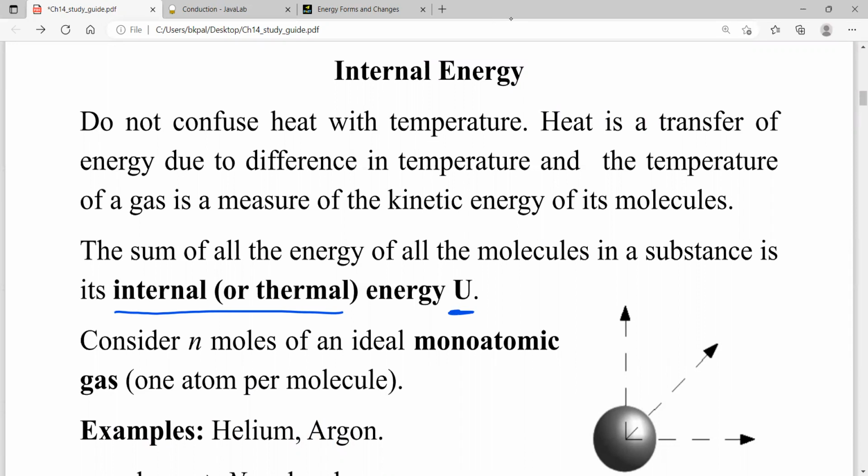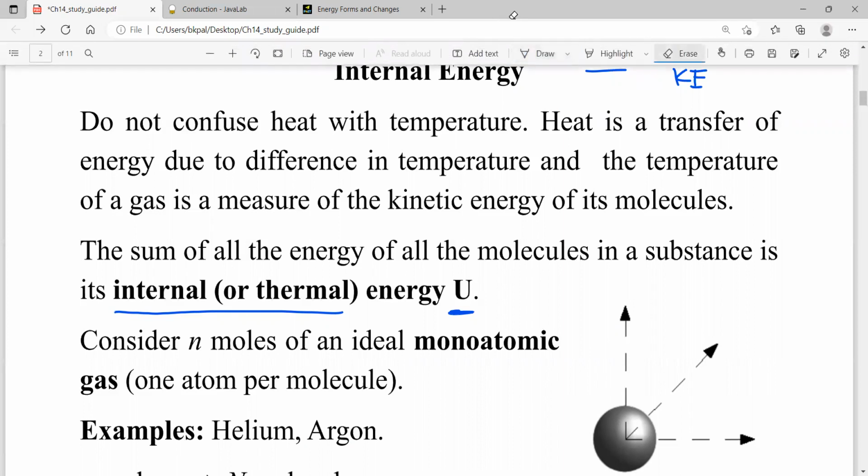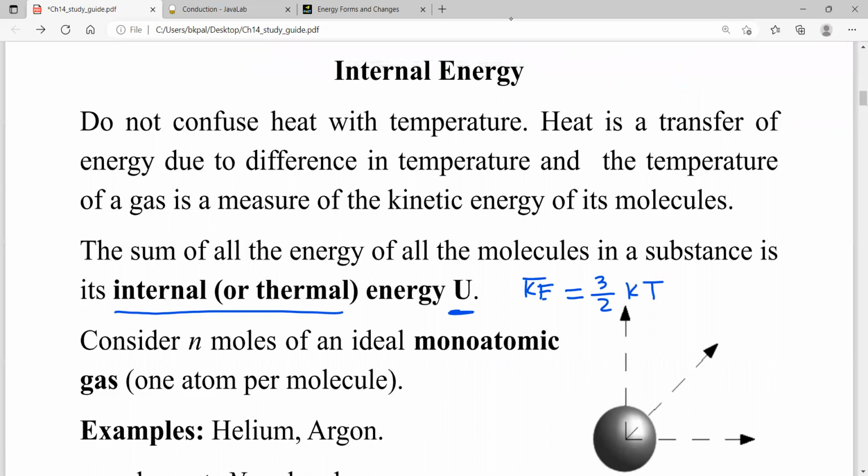So in the last chapter, you learned that the temperature is somehow proportional to the average kinetic energy, right? From when we were talking about the kinetic theory of gas, you see that the average kinetic energy is proportional to the absolute temperature. So T here is the temperature. So you see that the temperature is somehow related to the average kinetic energy.